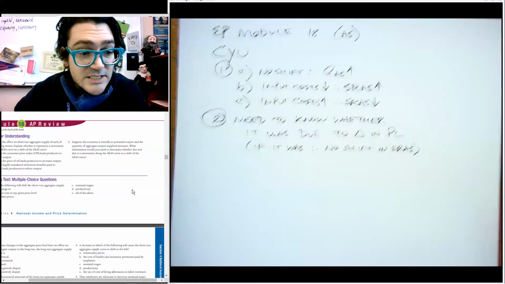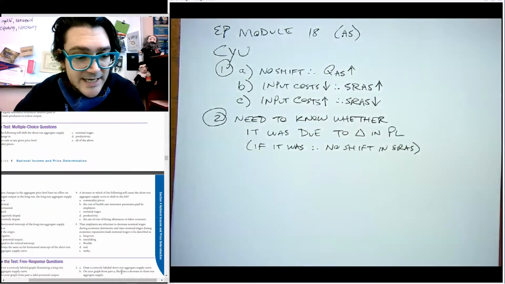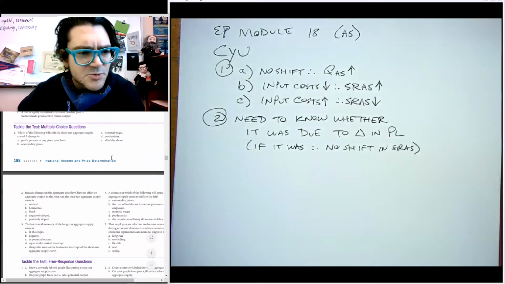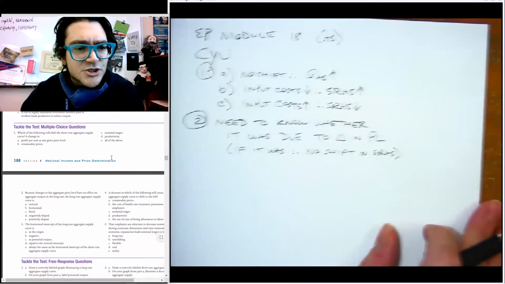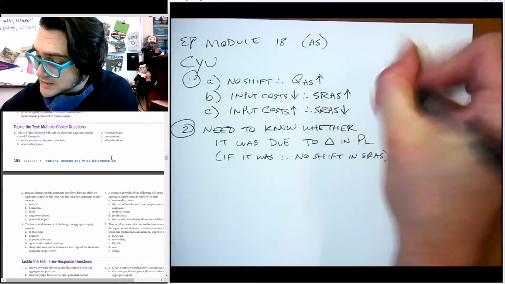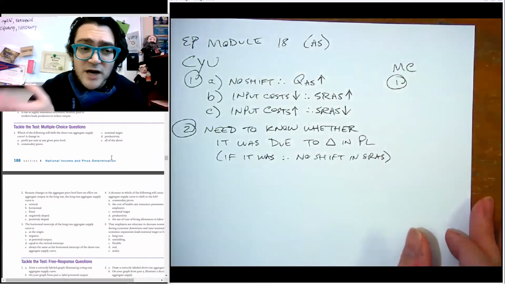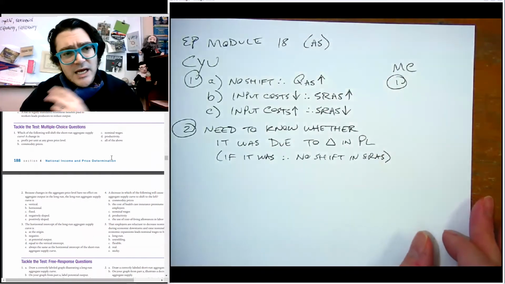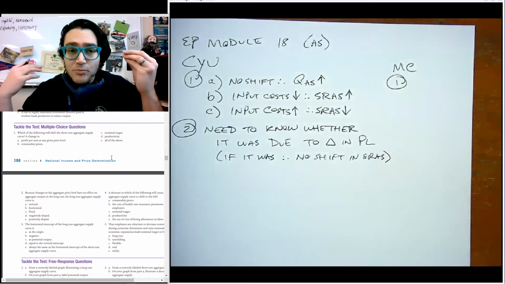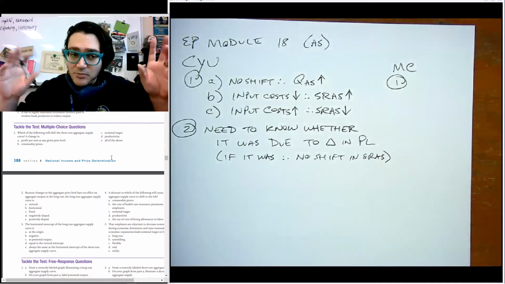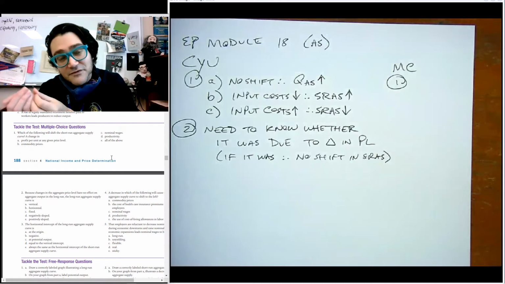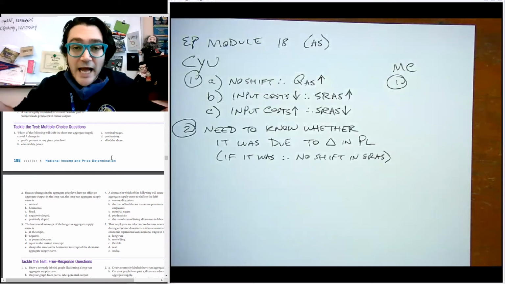All right, now let's take a look at these multiple choice questions that I liked a lot. So number one, which of the following will shift the SRAS curve? We're just looking for what the shifters are. The first one says profit per unit at any given price level. This is basically saying if the firm is more profitable, regardless of the price level, is that going to affect how much they're willing to bring to market? And the answer is yes, it will.